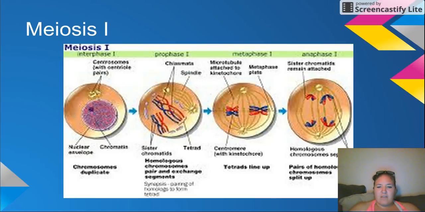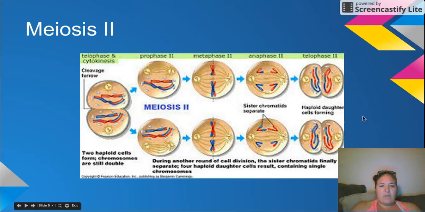In metaphase, those tetrads, tetra meaning 4, start to line up on the metaphase plate. And in anaphase, the homologous chromosomes are pulled towards the poles by the spindle apparatus. Once meiosis 2 is starting to occur, at the end of meiosis 1, telophase and cytokinesis occur.